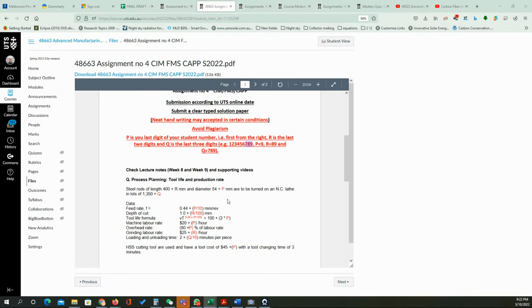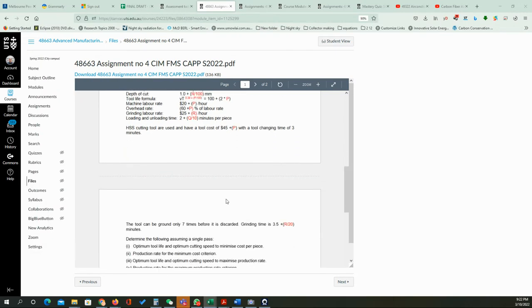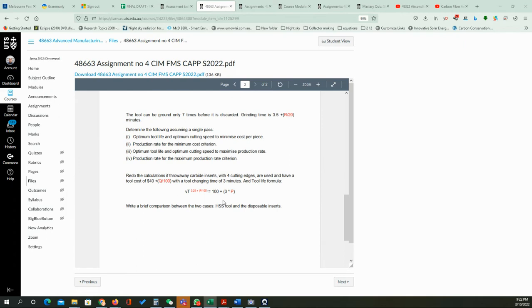Now we go to the question once again. We know all the parameters, and again to use these values to find the optimum tool life and the optimum cutting speed to minimize the cost per piece, the production rate and the minimum cost creations, and the optimum tool life and the optimum cutting speed to maximize production rate, and finally the production rate for the maximum production rate creations.